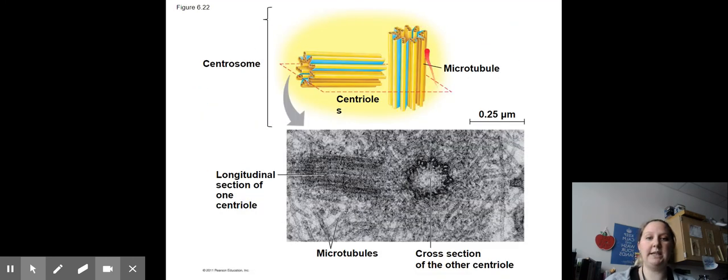Here it is visually. They sit perpendicular to one another, so one usually is standing up, one is laying down. The whole thing together is a centrosome, and then the centrioles are the two small pieces with microtubules hanging around them.